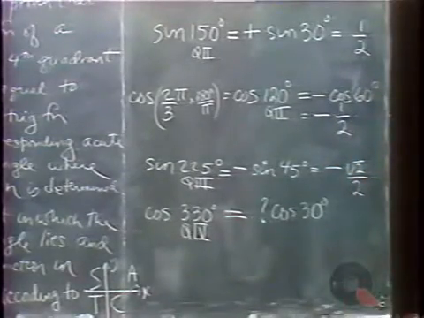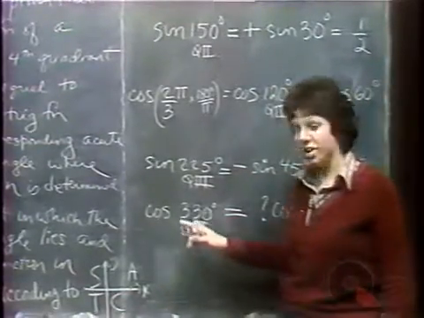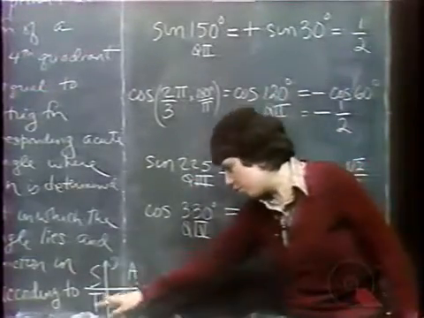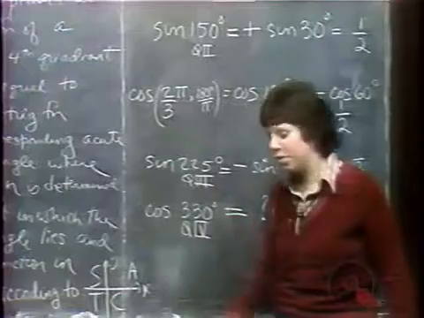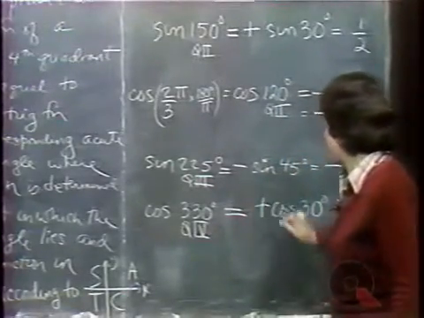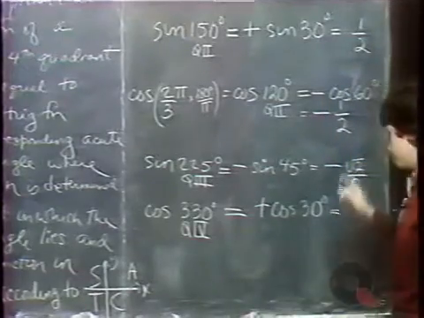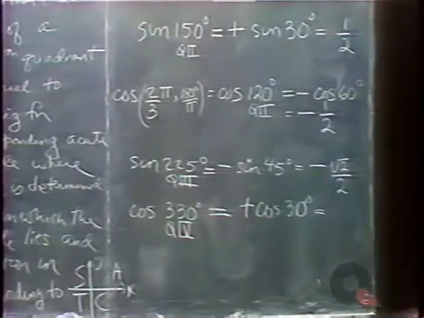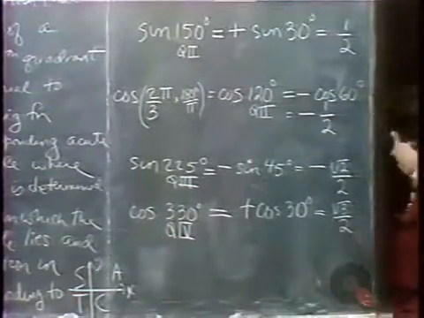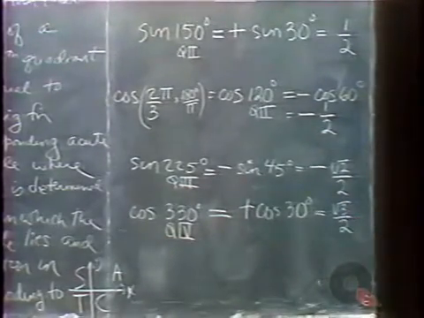All right, now we've got to figure out the sign, okay? Cosine in the fourth quadrant happens to be positive. So it's going to be plus the cosine of 30 degrees, which comes out plus. Now, the cosine of 30 degrees is the square root of 3 over 2. So we get plus the square root of 3 over 2.